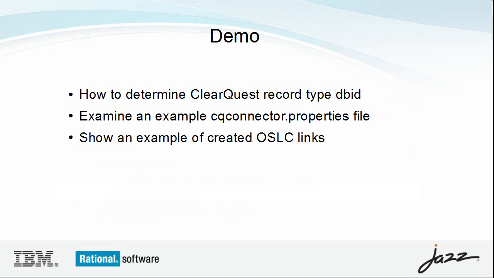Now for the demo, I'm going to show you how to determine the ClearQuest record type DBID. This is something you need to add to the ClearQuest connector properties file. And then I'll show you an example of the CQ connector properties file so you can see what those 4 parameters are, and then I'll show you an example of those links.